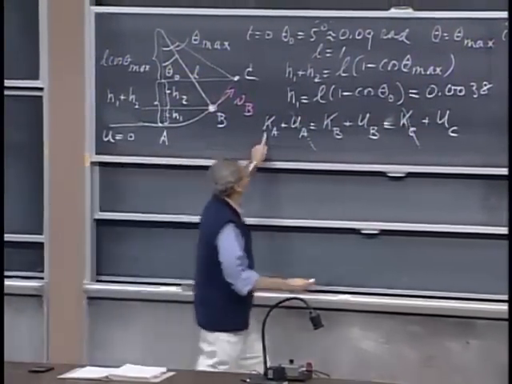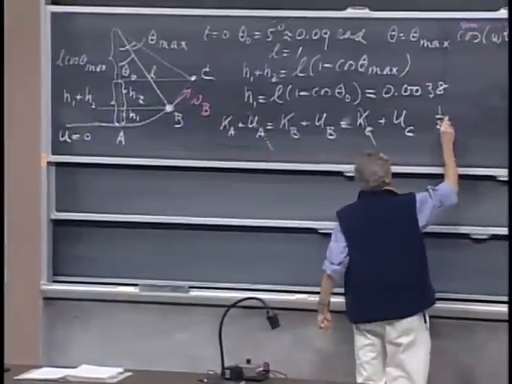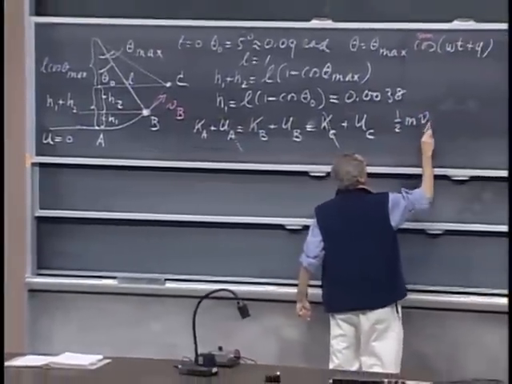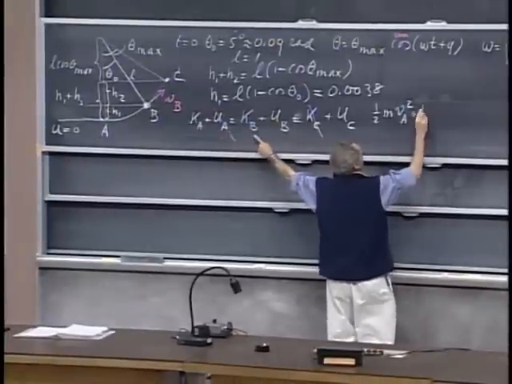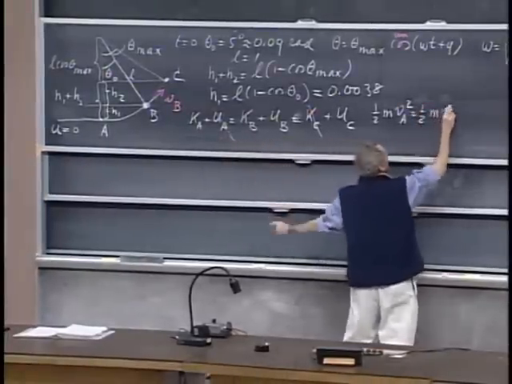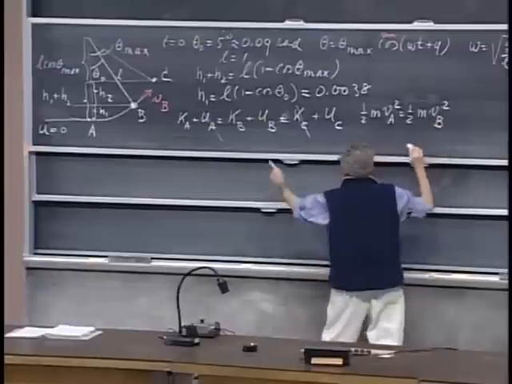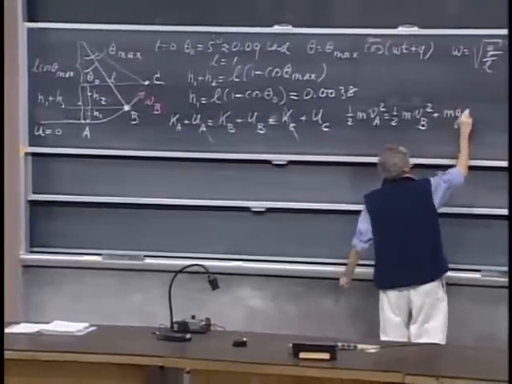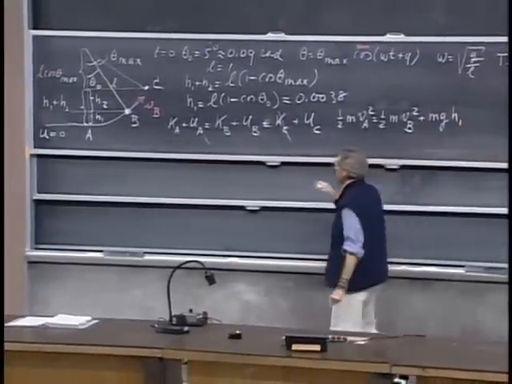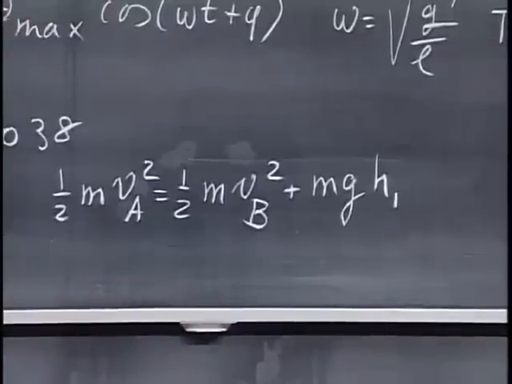So now we can write down that 1/2 m v_A squared equals 1/2 m v_B squared plus mg times h1, that is the potential energy at point B.